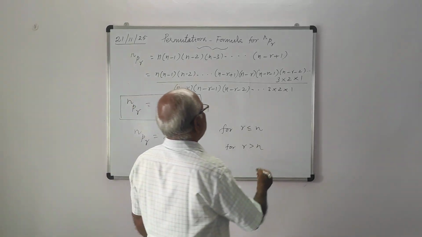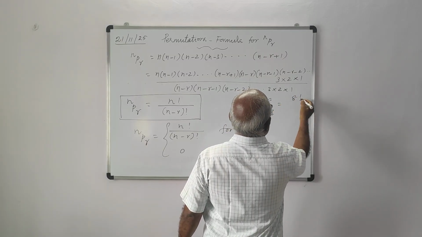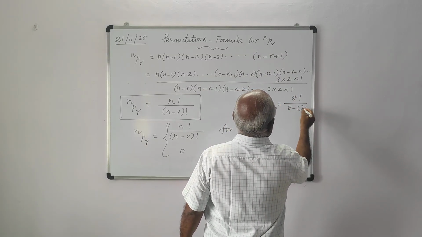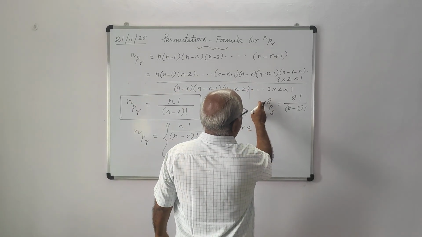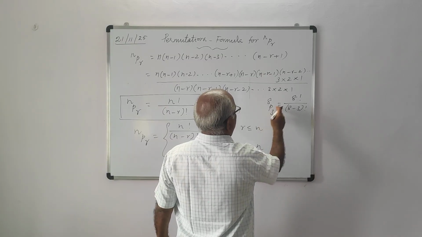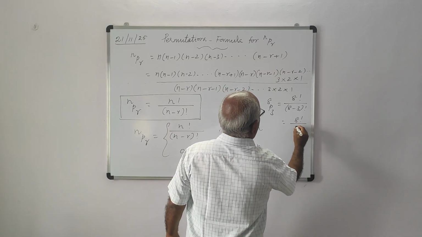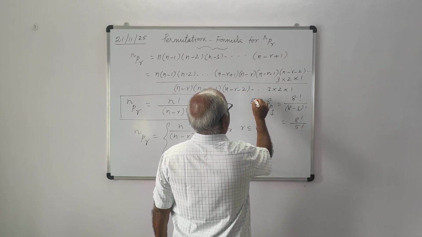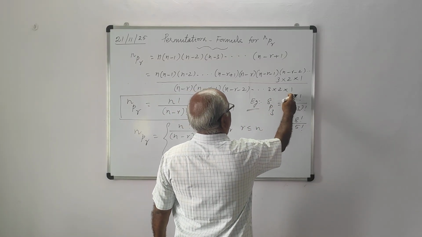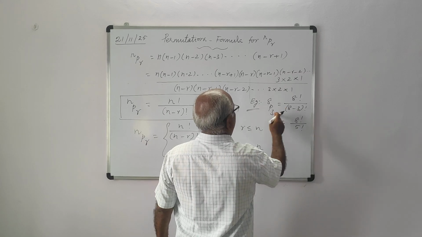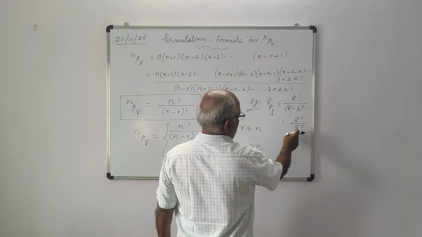If r is greater than n, the value of the permutation is 0. For example, 8P3 is equal to 8 factorial by 8 minus 3 factorial. By the definition, nPr equal to n factorial by n minus r factorial, here n equal to 8, r equal to 3. Therefore, that is equal to 8 factorial by 5 factorial. Using the idea of nPr, r is 3, n is 8. Therefore, 8 factorial by 8 minus 3 factorial, and 8 minus 3 is 5.